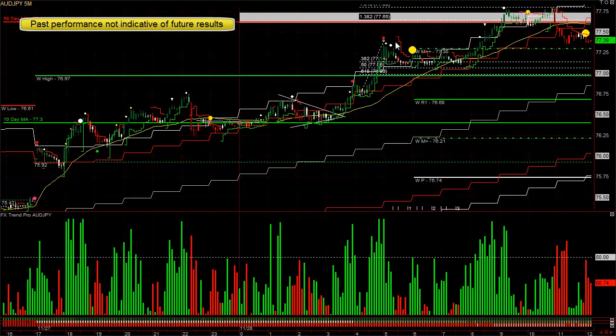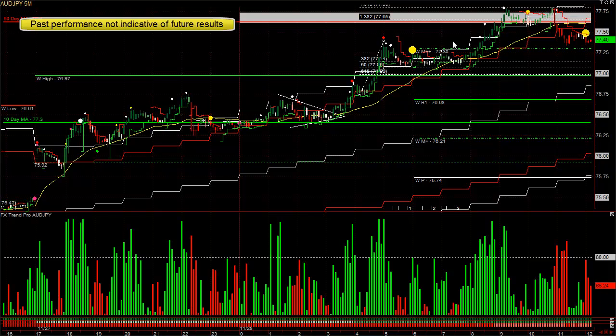I like to draw my fibs on there, and I would be short. I probably would have shorted here, lost 10 pips, shorted here, maybe made 10 pips, shorted here at the double top, and made about 30 on that one. So, 30 minus the 10, that's 20 pips.